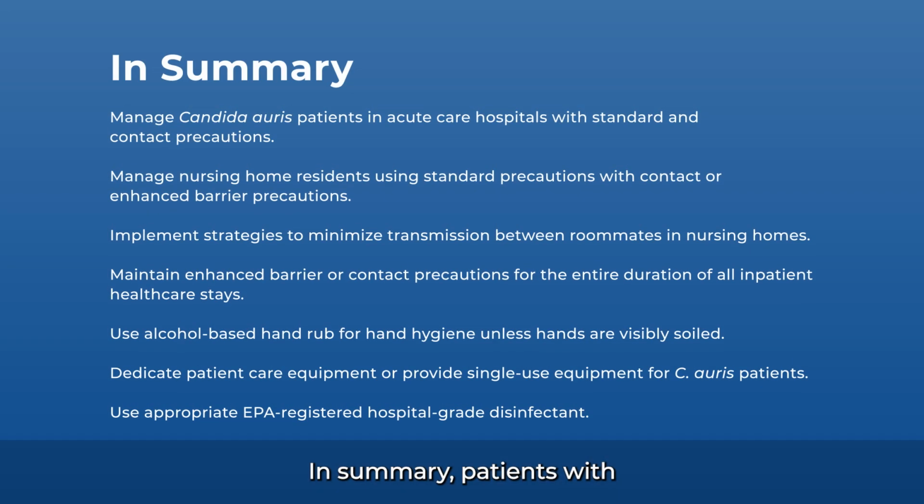In summary, patients with Candida auris in acute care hospitals should be managed using standard and contact precautions. Nursing home residents with Candida auris should be managed using standard precautions and either contact precautions or enhanced barrier precautions, depending on the facility policy. If residents are in shared rooms, facilities should implement strategies to minimize transmission of germs between the roommates. Patients and residents with Candida auris must remain on enhanced barrier or contact precautions, depending on the healthcare setting, for the entire duration of all inpatient healthcare stays.